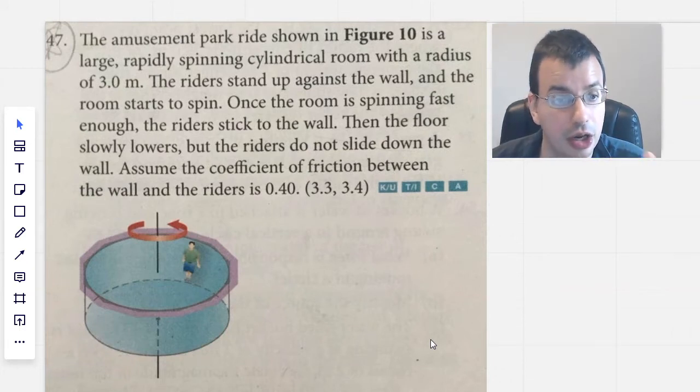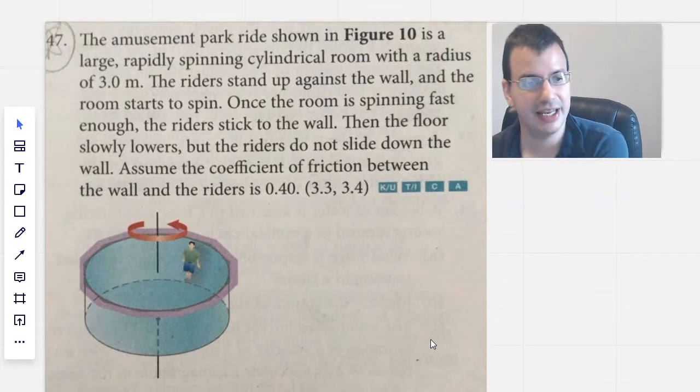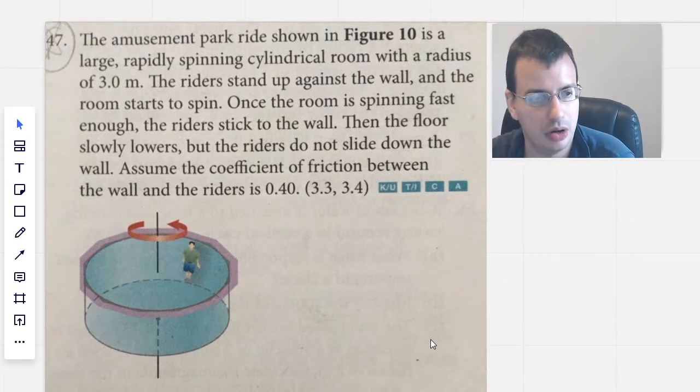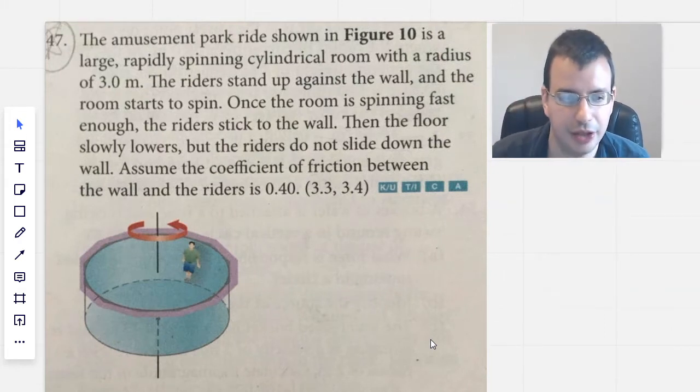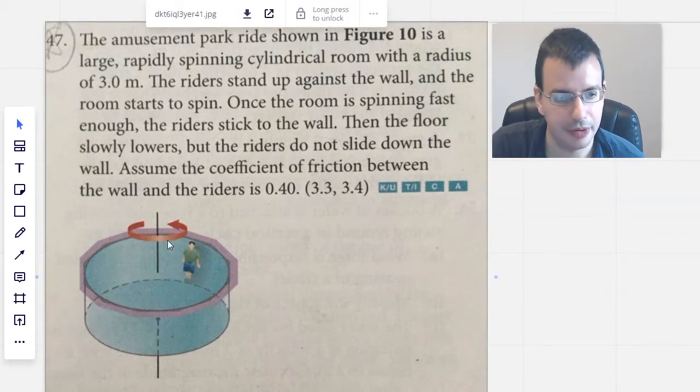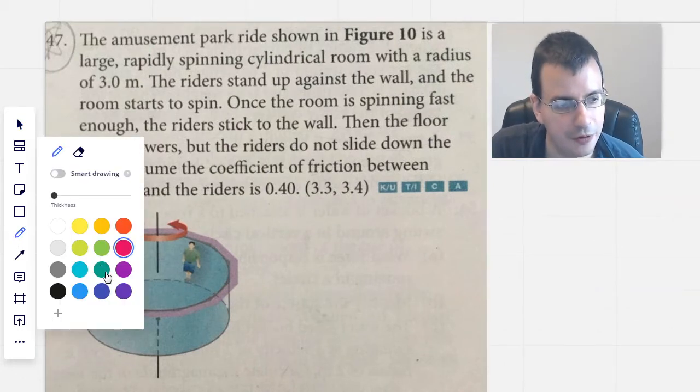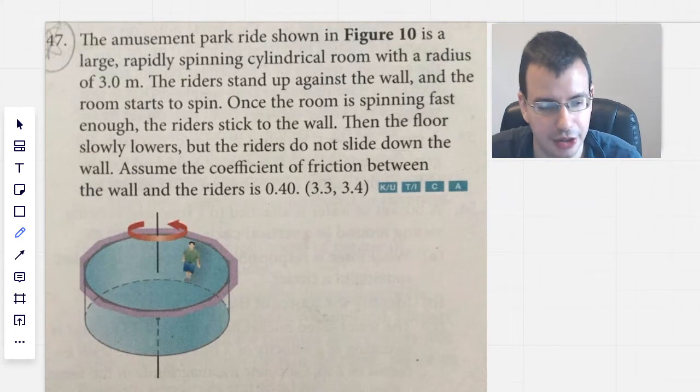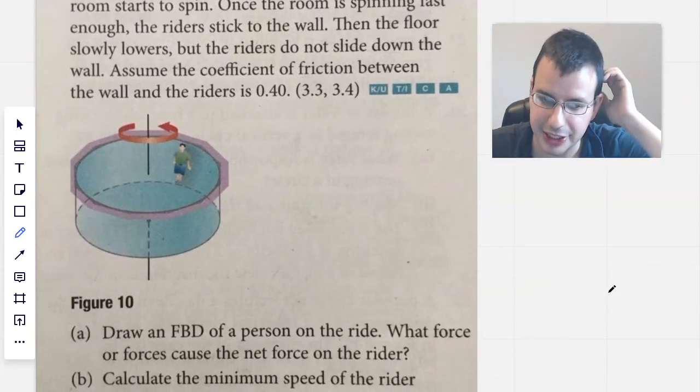Then the floor slowly lowers, but the riders do not slide down due to the friction of the wall. Assume the coefficient of friction between the wall and the riders is 0.4. Bump, bump, bump. And then the coefficient of friction is unitless. Okay, so draw an FBD.